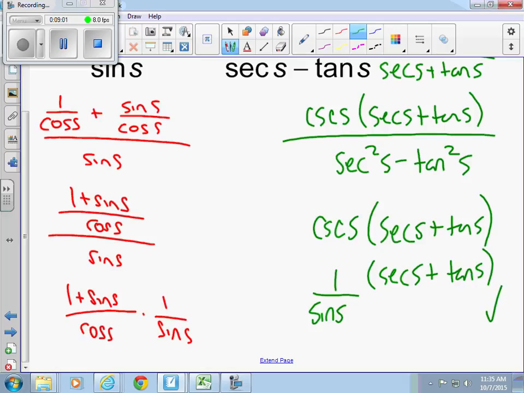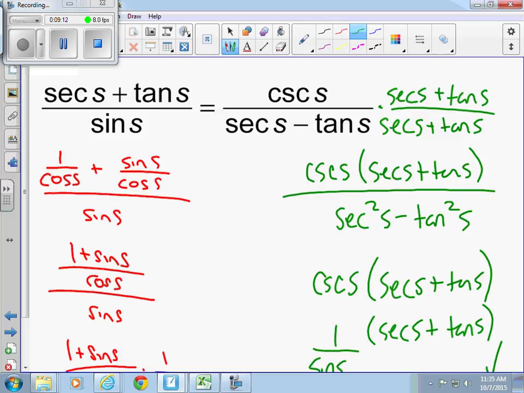And it actually was not that long of a problem, was it? So, here's a trick for you. If you are looking at the numerators and denominators and they are conjugates of each other, you might try multiplying one of the two sides by conjugates.